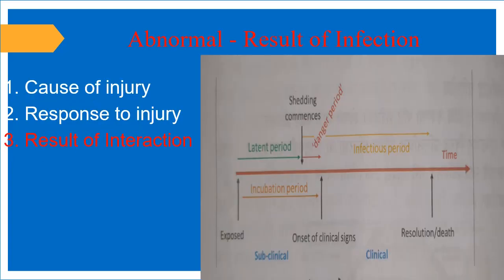The interaction between the virus and response of the host result in the following periods of clinical course of the disease. Incubation period is the period between acquiring the infection to display of clinical signs and includes two other periods. One, latent period is the period from acquiring the infection to spreading the infection. Two, danger period is the period from being able to spread the infection to onset of clinical signs. Clinical period is the period from the onset of clinical signs to resolution or death. Infective period is the danger period plus the clinical period combined.